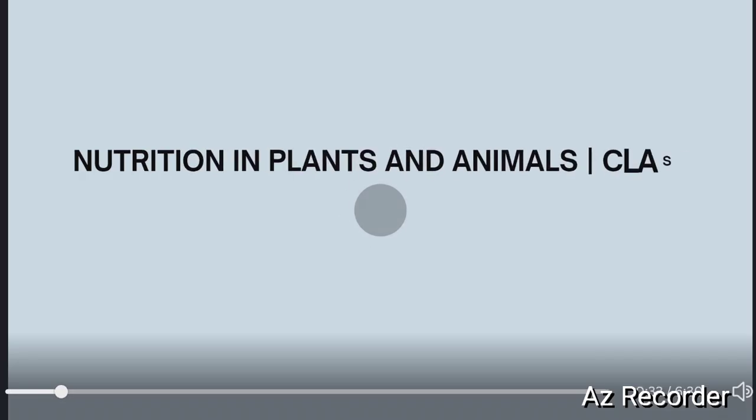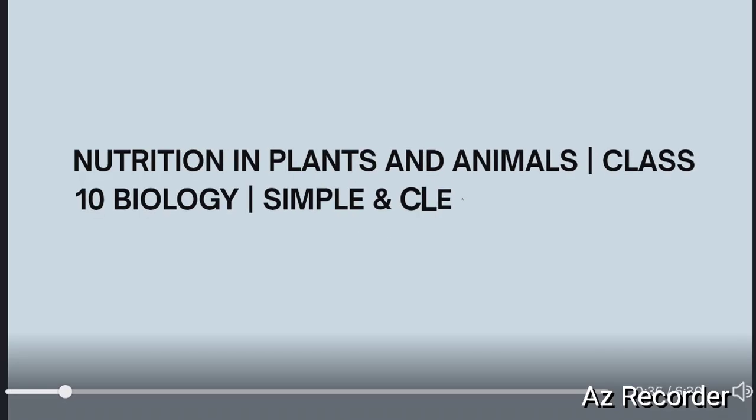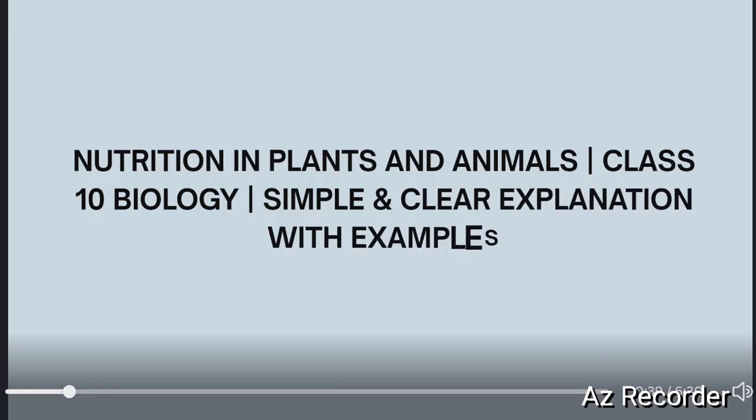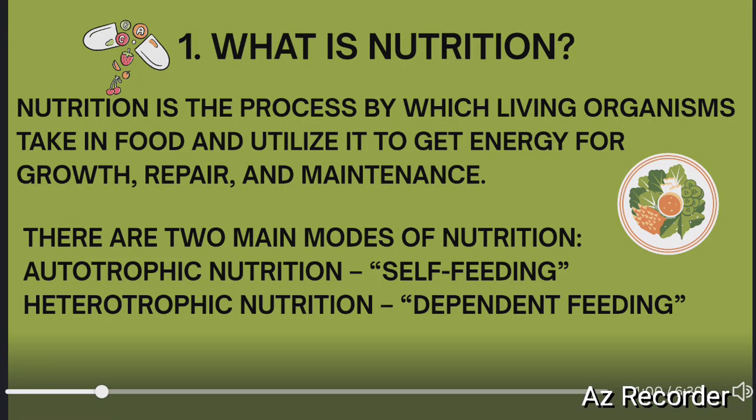It is the process by which living organisms take in food and utilize it to get energy for growth, repair and maintenance, right? Every organism, from a tiny bacterium to a giant elephant, needs nutrition to survive, right? There are two modes of nutrition, autotrophic nutrition and heterotrophic nutrition. So autotrophic, as we know, is self-feeding, right? And heterotrophic nutrition depends on other organisms, right? So that is the definition of nutrition.